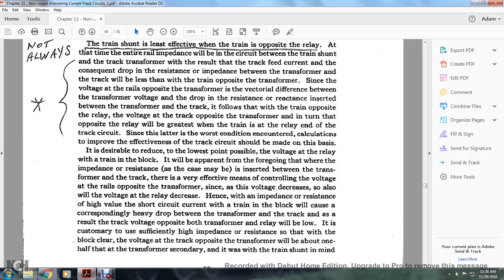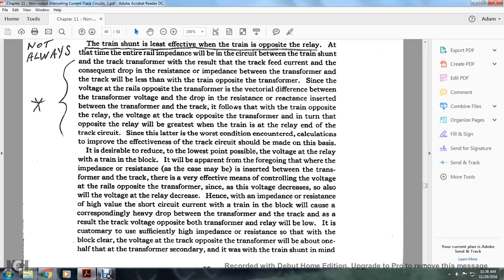It is desirable to reduce the lowest possible voltage at the relay with the train in the block. It will be apparent from the foregoing where the impedance or resistance, as the case may be, is inserted between the transformer and the track, thereby controlling the voltage of the railway opposite the transformer. Since the voltage decreases, so also will the voltage of the release decrease. Hence, the impedance or resistance of high value with the short circuit current with the train in the block will cause a corresponding heavy drop between the transformer and the track. As a result, the voltage opposite both the transformer and relay will be low.